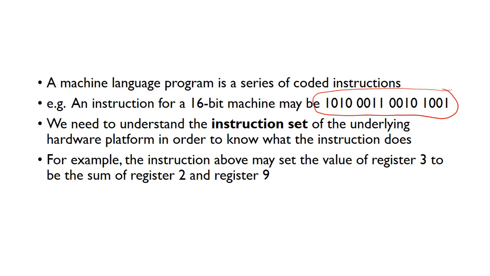So this means we actually need to understand the actual instruction set of the hardware in order to know what this instruction does. This is just a seemingly random combination of ones and zeros, so we need to understand what the instruction set is in order to be able to decode this instruction and know what it does. For example, that instruction here may set the value of register 3 to be the sum of register 2 and register 9. But without knowing the instruction set, we simply don't know that.